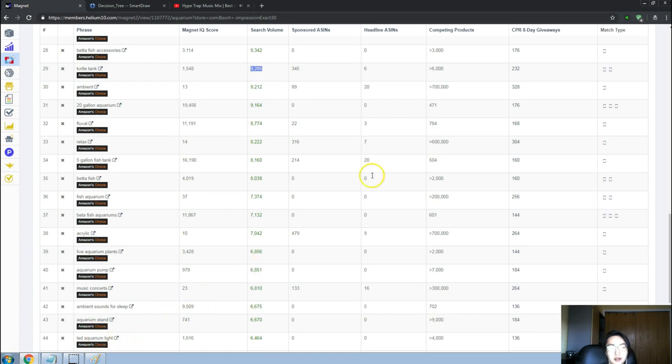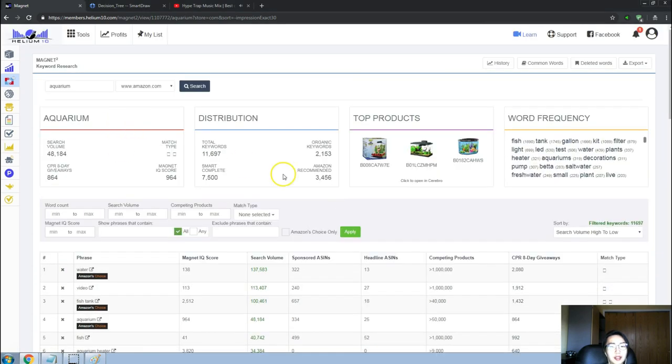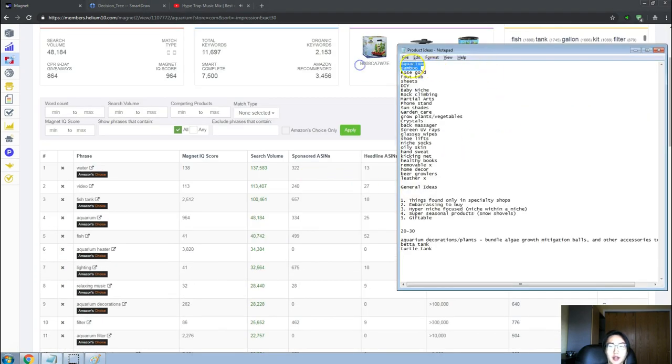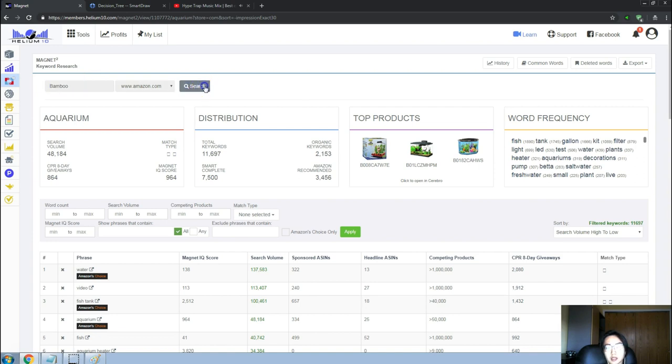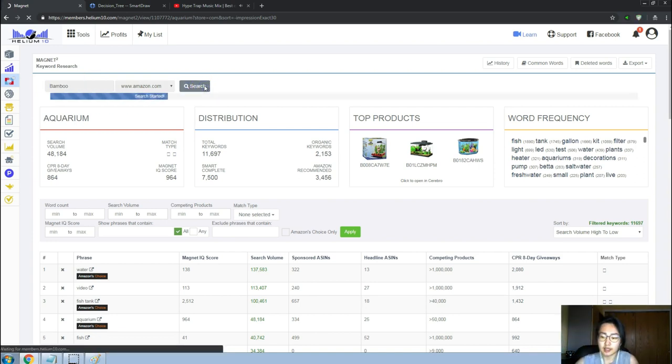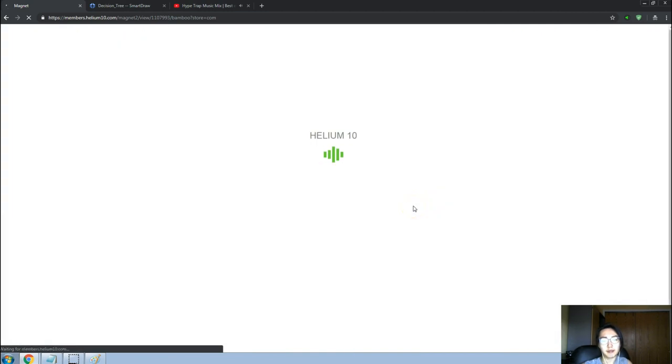Aquarium lights. I'm coming up with all ideas, like you could just bundle aquarium lights, combine that with the LEDs and stuff. Actually, I think a lot of people are doing that as well, but let's move on to my next word. Bamboo.